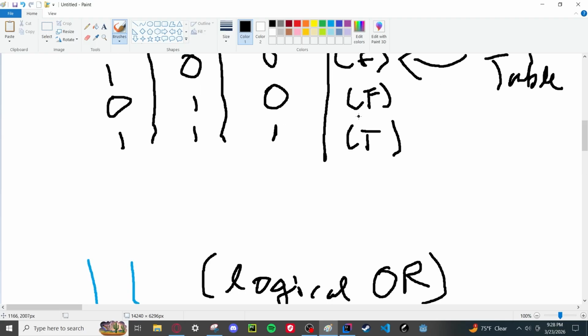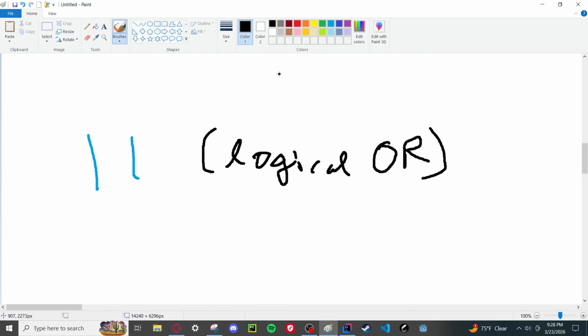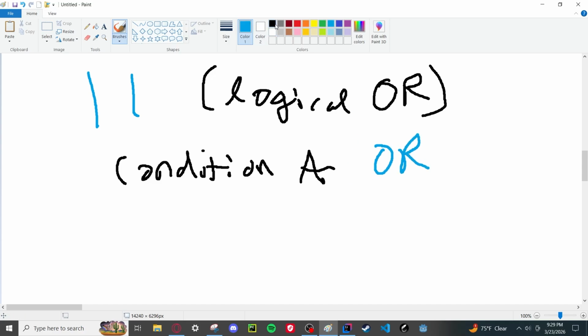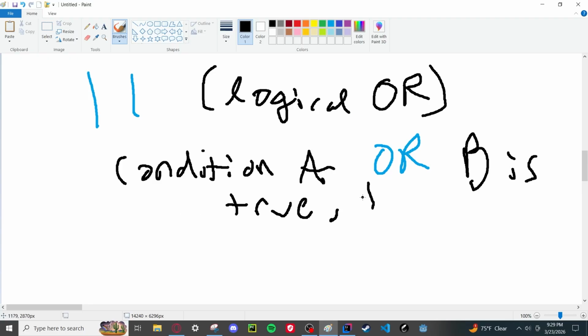Let's move on to the or operator. And again, this is the logical or. I don't know if I specified that this and up here is the logical and, okay, I did. That's the logical and, this is the logical or. So the logical or is, if condition A or condition B is true, then I'm true.